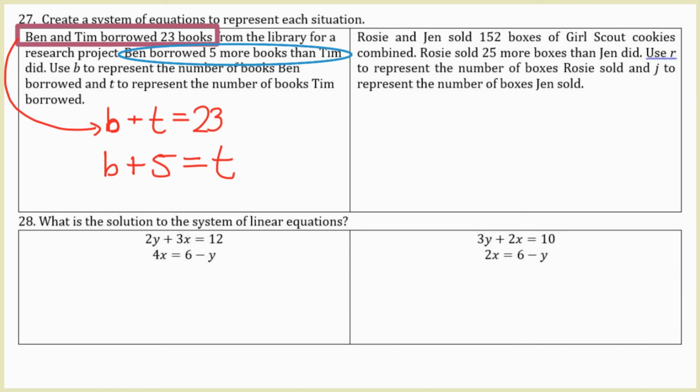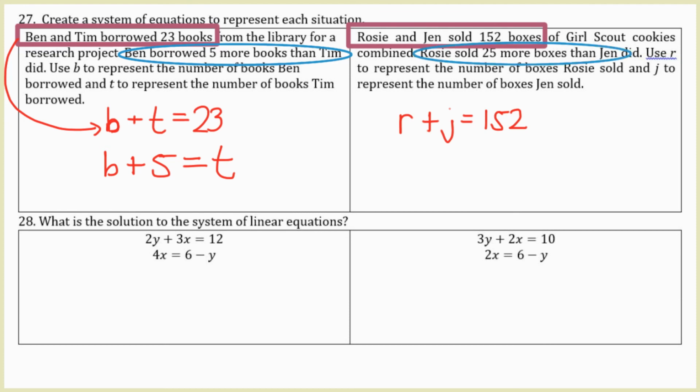Rosie and Jen sold 152 boxes of Girl Scout cookies. So let's go ahead and write that first statement. Rosie and Jen sold 152 boxes of Girl Scout cookies. So R plus J, they sold a total of 152. Then we have Rosie sold 25 more than Jen. So Rosie sold 25 more than Jen. Once again, we don't need to solve it. They just want us to set up the equation.